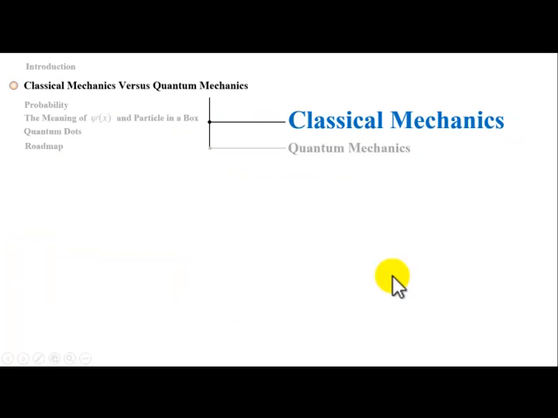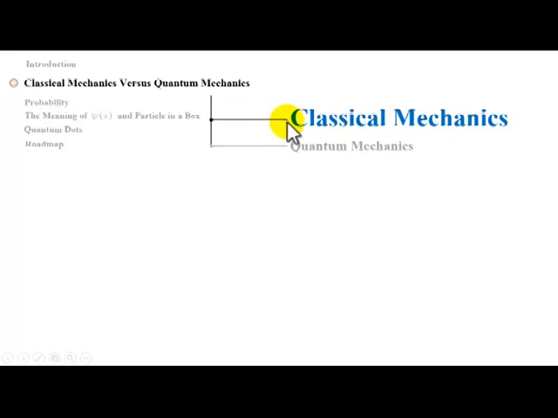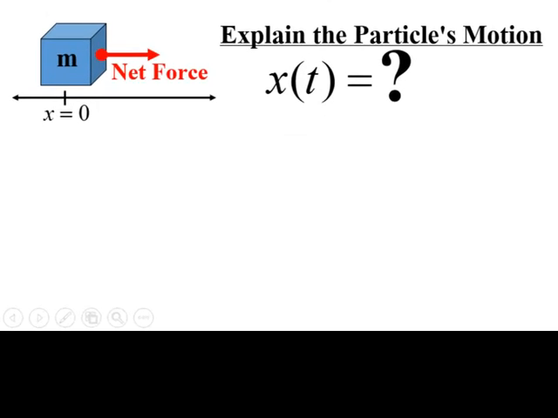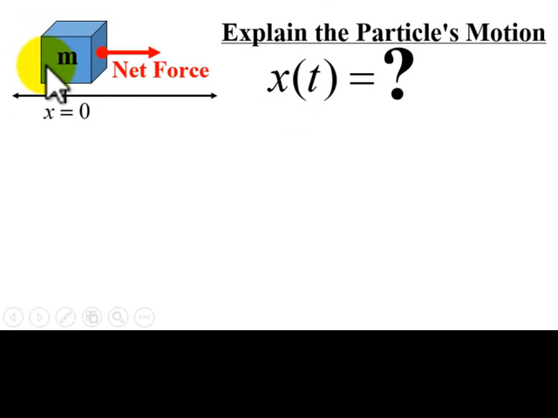Classical mechanics. We are interested in the motion of a particle of mass m, and for the sake of simplicity, confined to move only in one dimension. Specifically, by using the analysis of classical mechanics, we want to know the position x of a particle at any given time t.